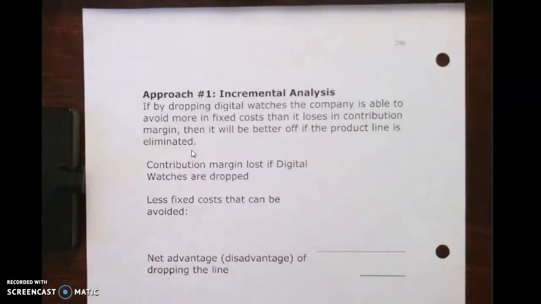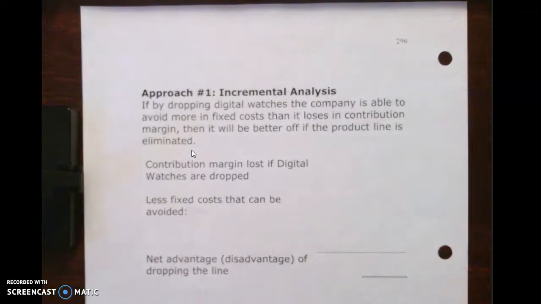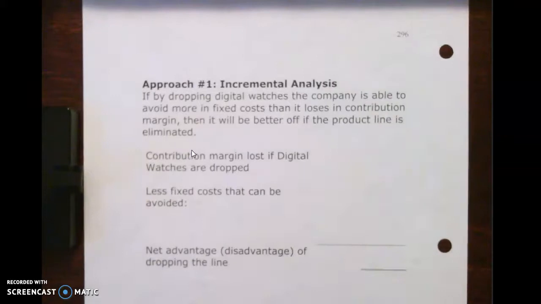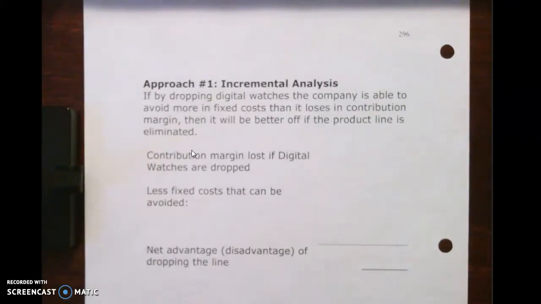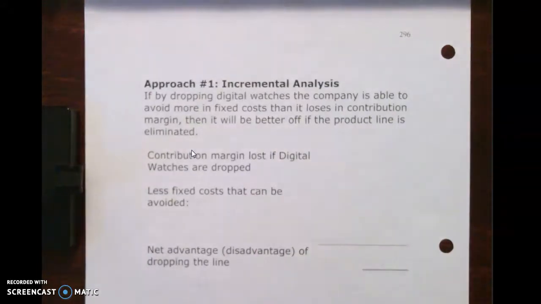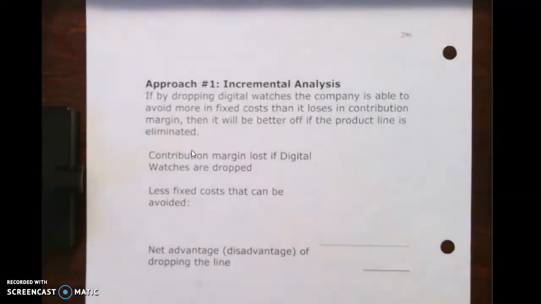So approach 1 for solving this problem would be using incremental analysis. This is kind of the shortcut way. Basically, if our fixed cost savings is more than our lost contribution margin, then we should drop the line. If it's the other way around, if our lost contribution margin exceeds our cost savings, then we shouldn't drop the line.